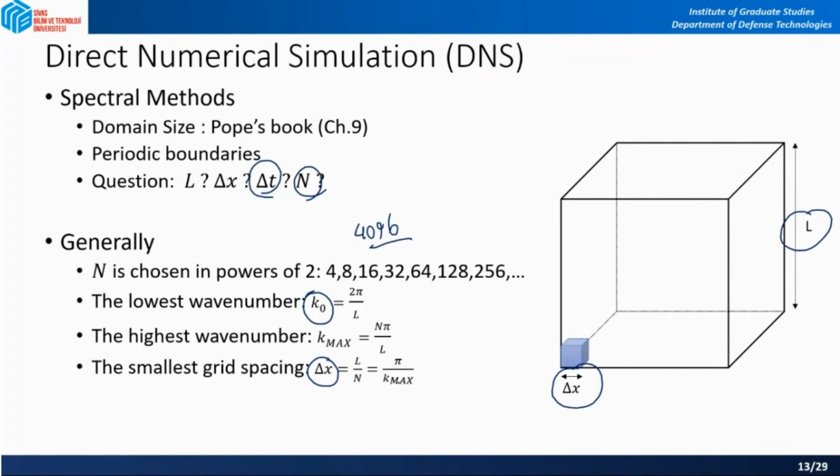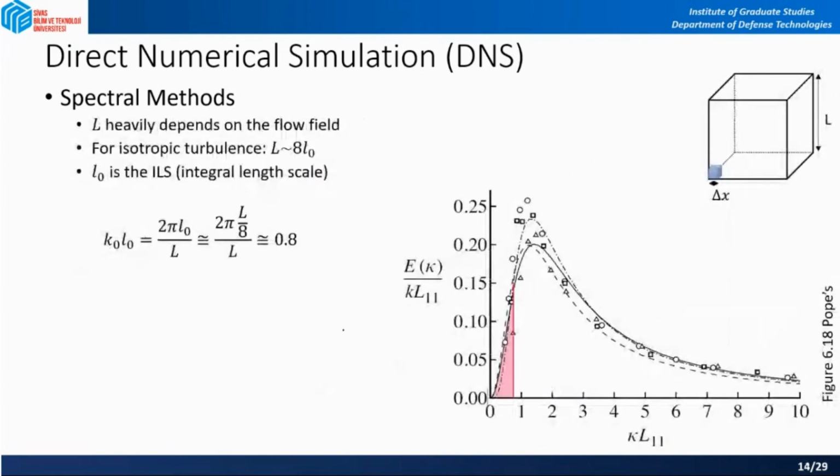And through Kolmogorov hypothesis, we know how to estimate the smallest scale. So we also know how to estimate the largest length scale through the integral length scale. So we can have an estimation on L, we can have an estimation on N as well. But the first question is, what is L? What is this side length? The side length heavily depends on the flow field that you are going to simulate.